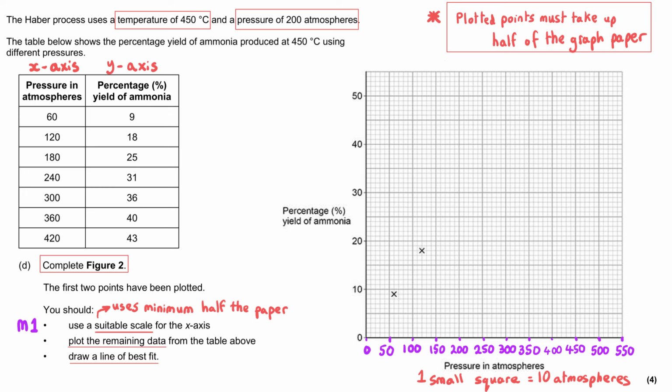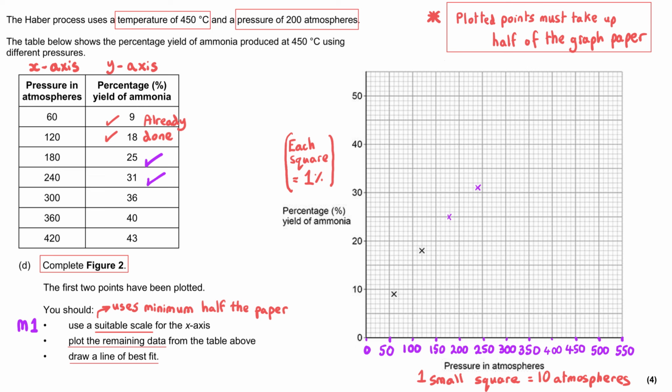And then it comes to just plotting the points on the graph. The next one that hasn't been plotted is 180 atmospheres. So here's 150, 3 small squares along makes us 180, and then we need to go up to 25, and so we're plotting it here. The next one is 240, so that's 250, so 240 is 10 less than that, and we need to work our way up to 30. Now, we haven't explored this yet, but 30 and 31, each small line is 1%. So that's quite a nice scale, really, that they've given us for this graph. So 31 is going to be here.